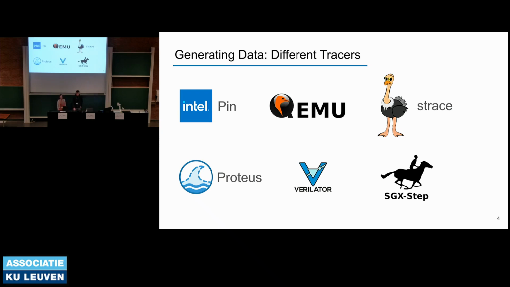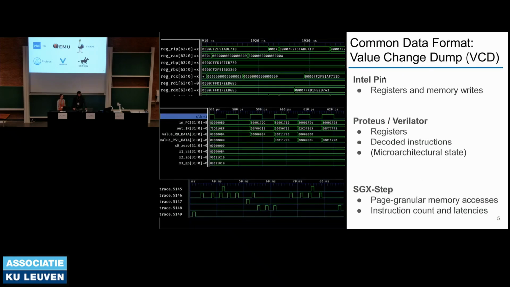Another example is when developing custom RISC-V cores and executing programs on them. We can also generate a similar trace because, for example, our RISC-V core called Proteus is simulated using a tool called Verilator, and it can emit a VCD trace of the execution while simulating. Then another example that Anna mentioned before is SGX step, where we can also collect some kind of execution trace, which also has some usable information about the program execution.